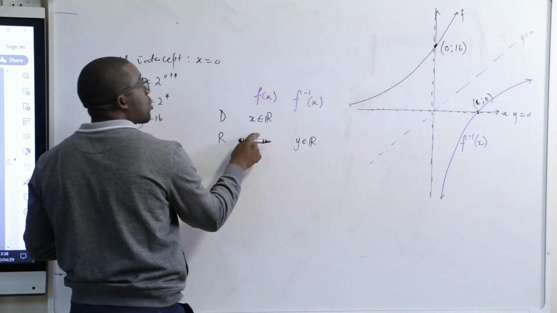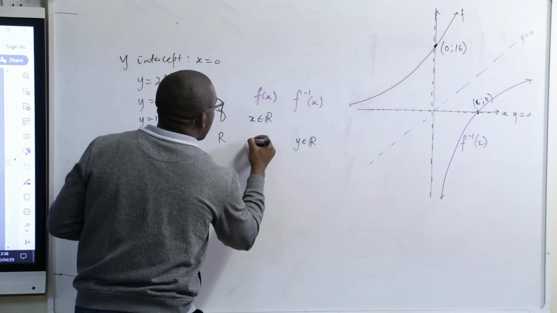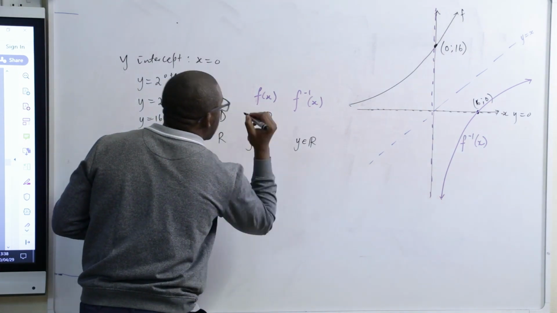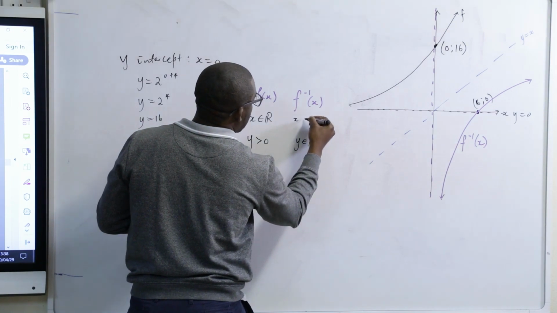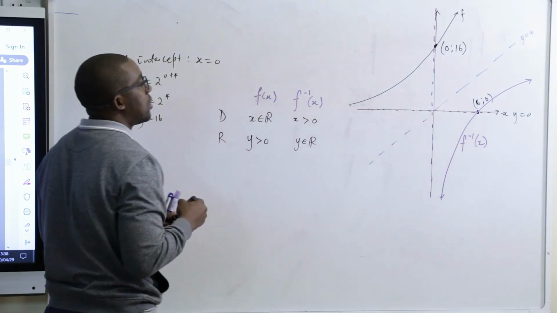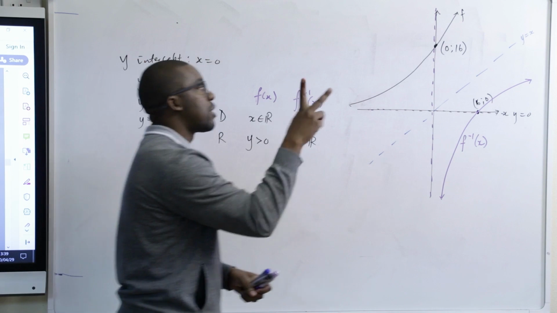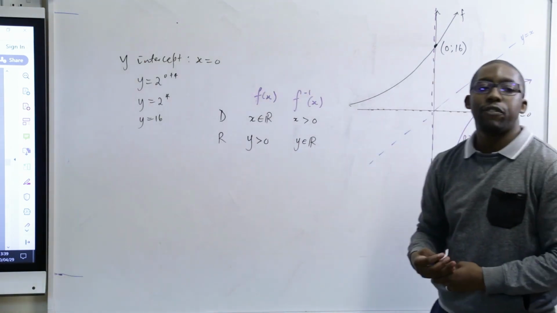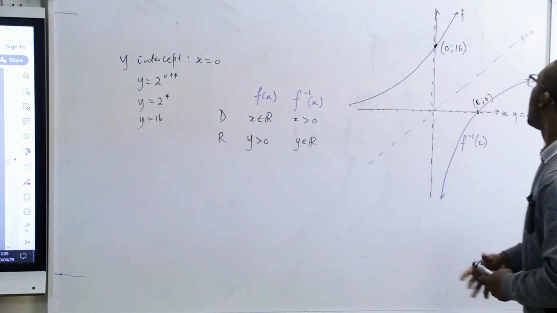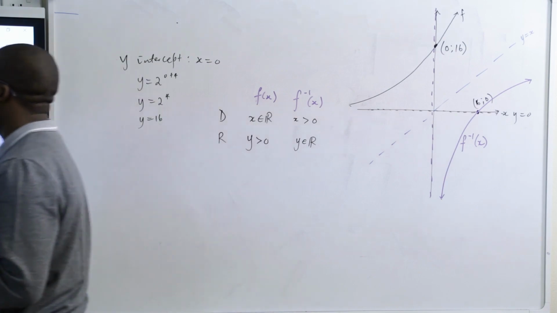Then the range of this one, the original graph, was above y is equals to 0, so y greater than 0. It becomes the domain here, x greater than 0. That's how those two functions affect each other. Everything in terms of x and y is interchanged, even affecting domain and range. And this is how you would sketch it as accurately as you can.